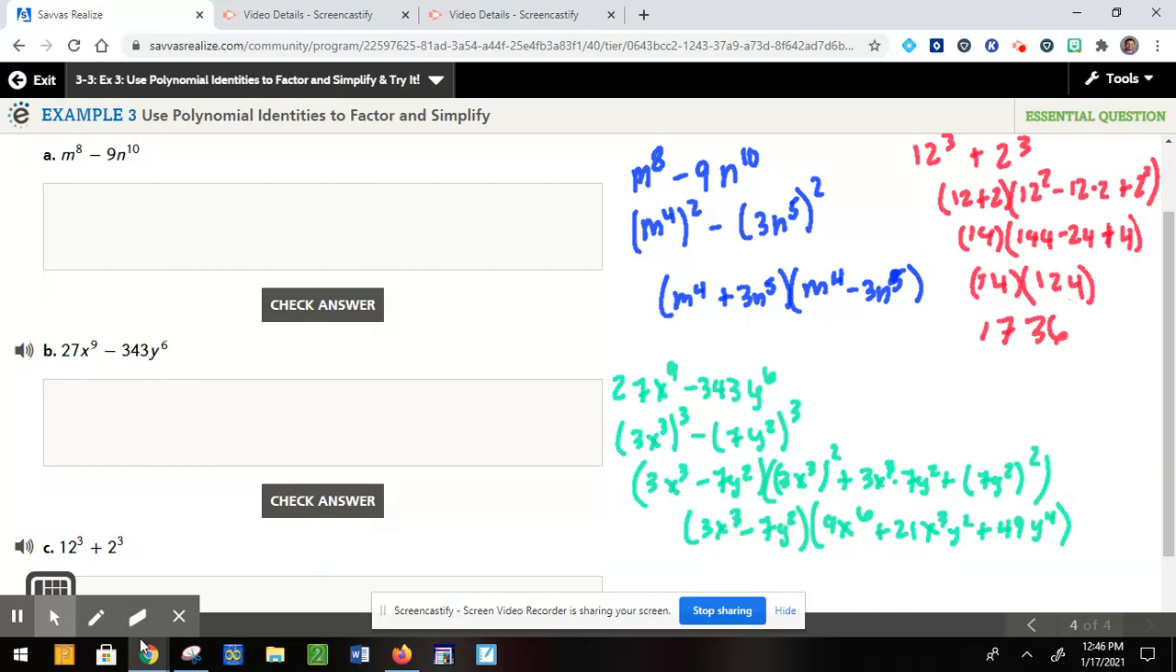Right? And then the last part is 12 cubed plus 2 cubed. That is a sum of two cubes. So the cubes are, well, 12 cubed and 2 cubed. So a is 12, b is 2. This identity is a plus b times a squared minus ab plus b squared. So you end up with 14. 12 plus 2 is 14. 12 squared is 144. 12 times 2 is 24. 2 squared is 4. Simplify it up and you have 1,736. All right, let's try example 4 now.